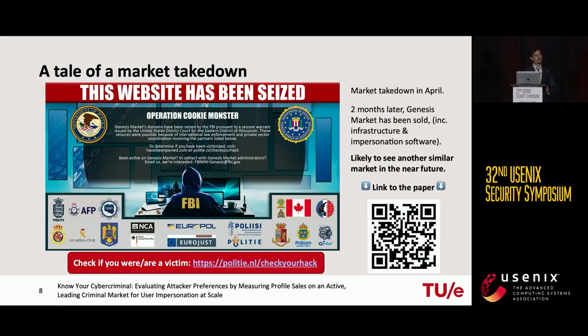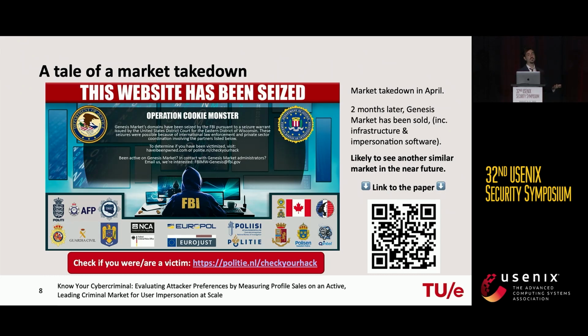In conclusion, all stories have an end. This April, the market was taken down by a huge joint law enforcement operation. Unfortunately, the market managed to go back into operation after 10 days or so, and the supply started to flow into the market again. But then after a month, they decided they wanted to retire. So they published on a couple of communities their intention to sell the whole market together with the infrastructure, the software, and all their know-how. The market was allegedly sold after a week. We don't know to whom and for how much.